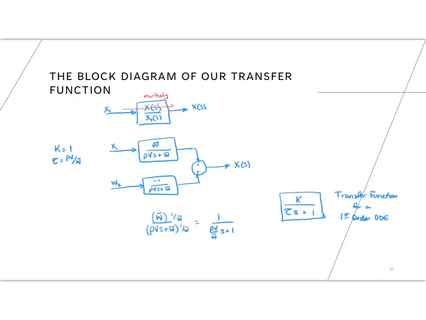For w2, we could do the same sort of thing, but now then k is negative 1 over w, and tau is rho v over w. Tau is the same for both, but k might not be.